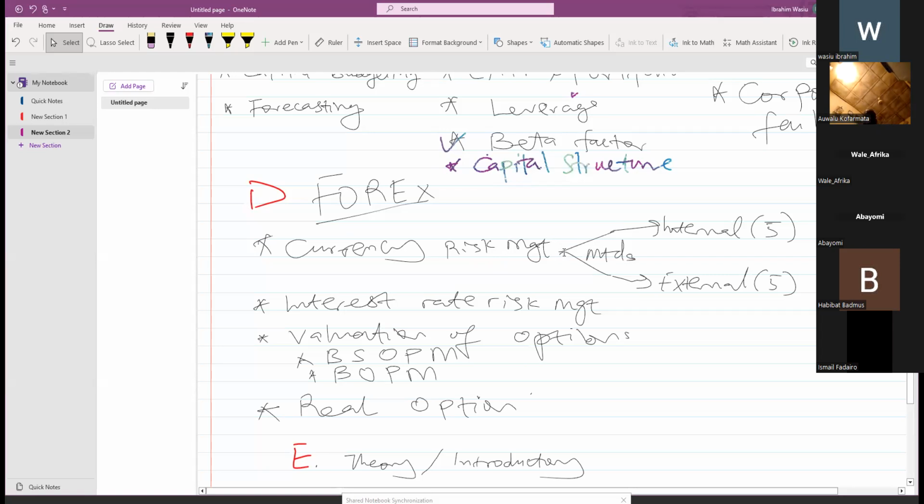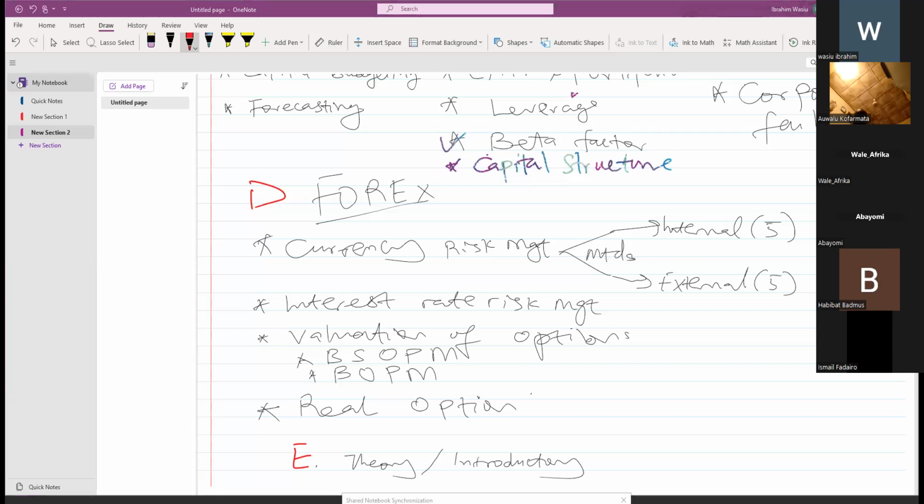So if you have dollars with you or you have naira with you, you want the currency to appreciate. So the whole story here is whatever we can do to make sure that we don't end up making a loss because of changing exchange rates.